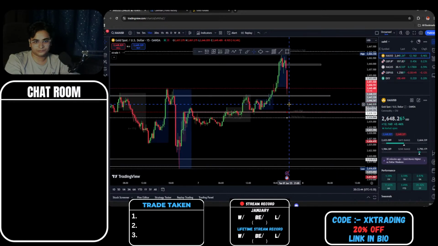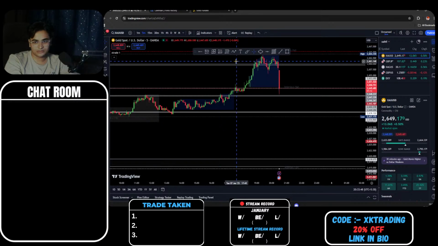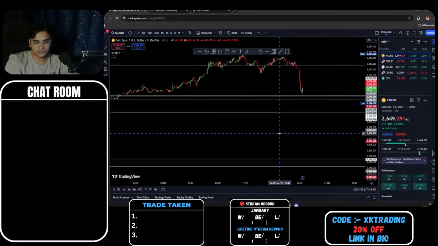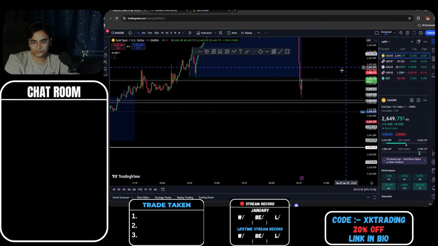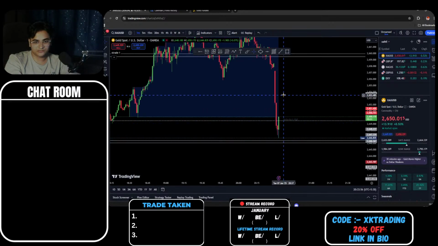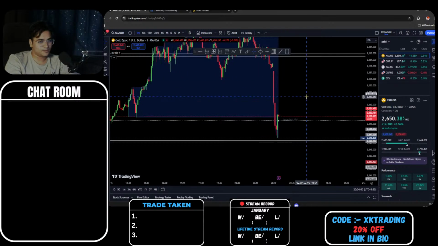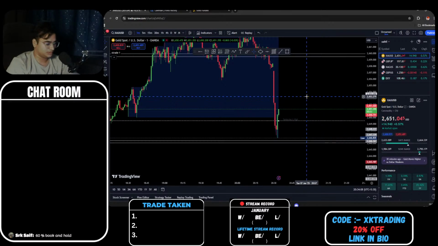Now, all right. So as I said, all I need to see is some kind of pullback before we take the sell. So if we get a pullback here, then that's what we're going to use. 60% book and hold. Great, amazing.